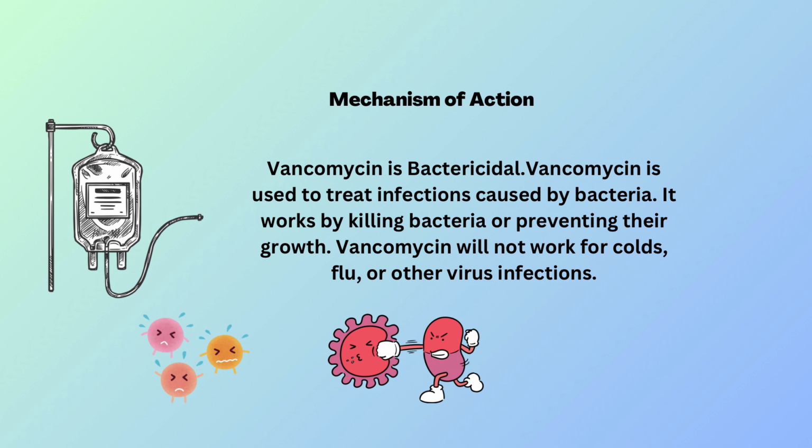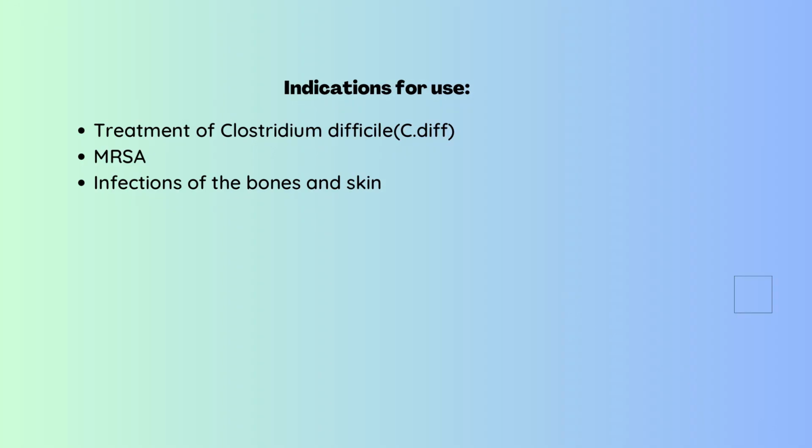Vancomycin is bactericidal. Its goal is to kill bacteria or any existing infection, whether it is aerobic or anaerobic. Vancomycin is used to treat infections caused by bacteria. It works by killing bacteria or preventing their growth. Vancomycin will not work for cold, flu, or other virus infection.